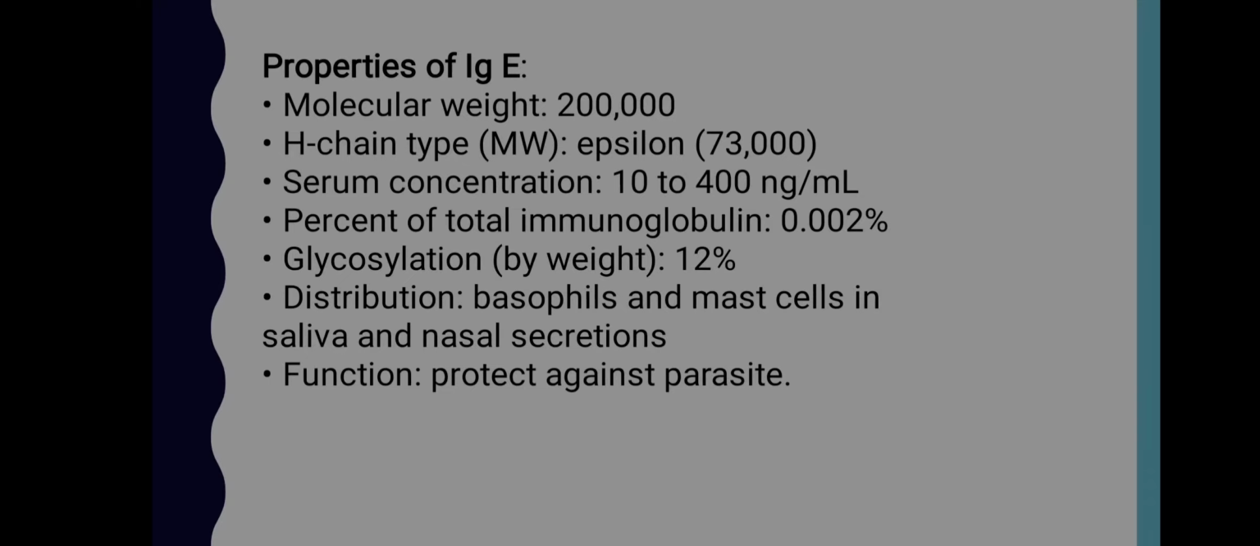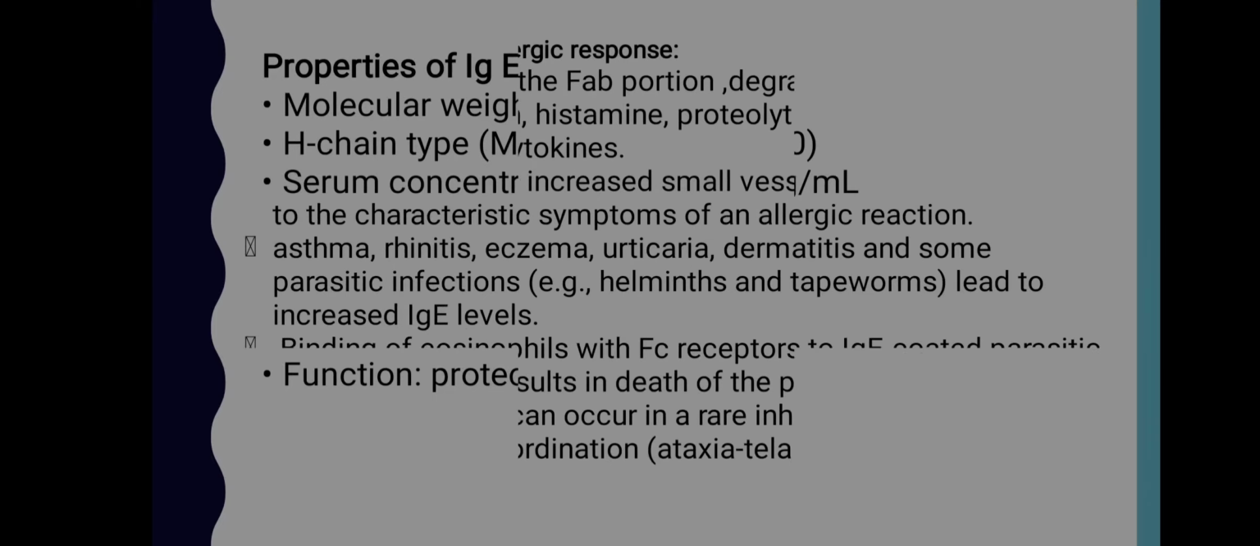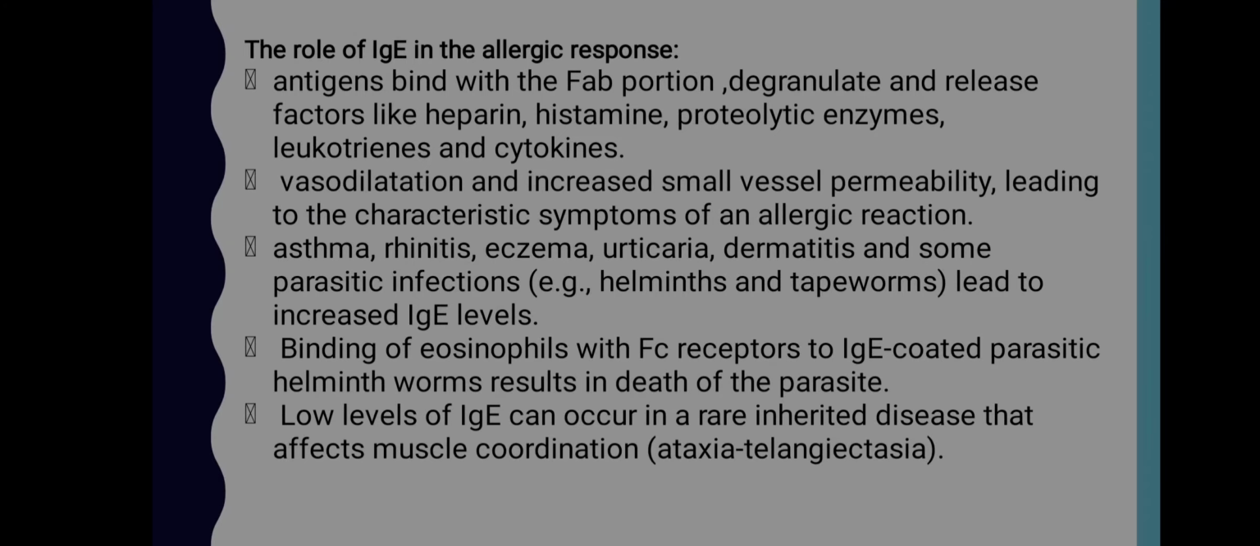The H chain, heavy chain, is epsilon. Serum concentration is 10 to 400 nanogram per ml. Percentage of total immunoglobulins is 0.002%. Glycosylation by weight is 12%. Distribution is basophils, mast cells, in saliva and nasal secretions. Protects against parasites. Role of IgE in allergic reaction.